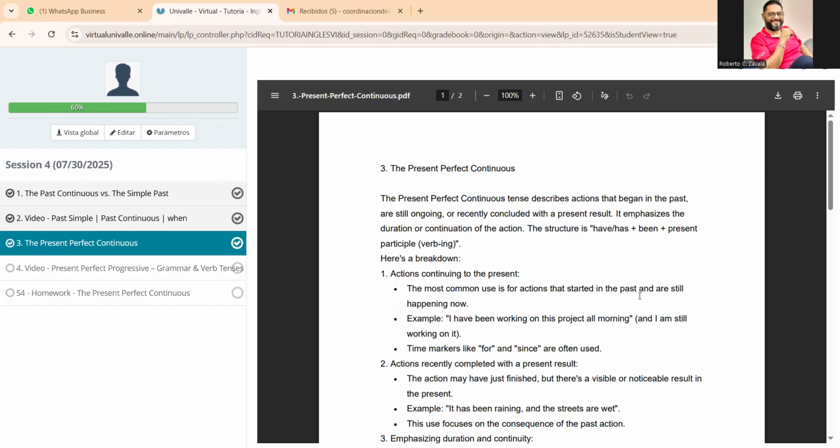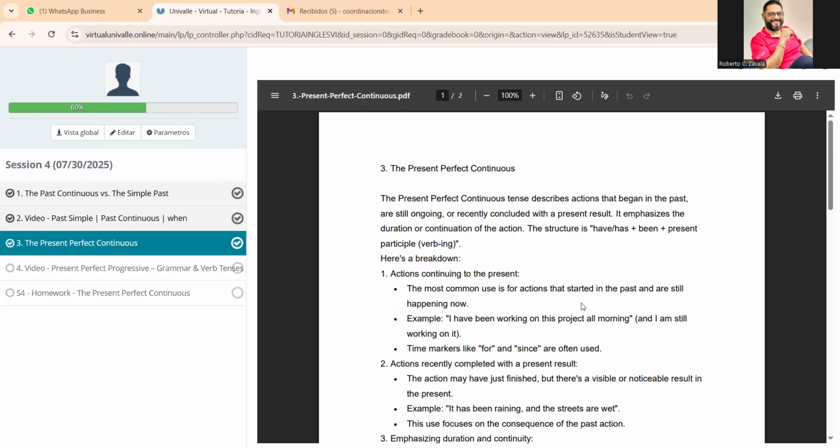Here's the breakdown. Actions continuing to the present. The most common use is for actions that started in the past and are still happening now. Example: I have been working on this project all morning and I'm still working on it. Time markers like for and since are often used. So we understand there's a connection with the present. For example, I have been working at Univalle since 2018. You have been studying at Univalle since 2020.